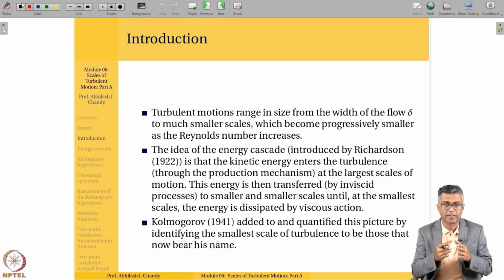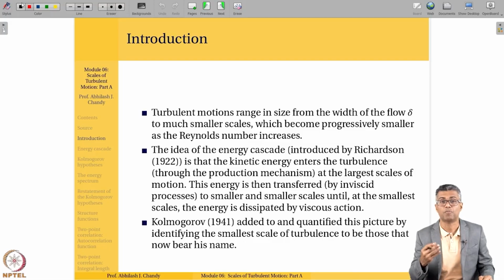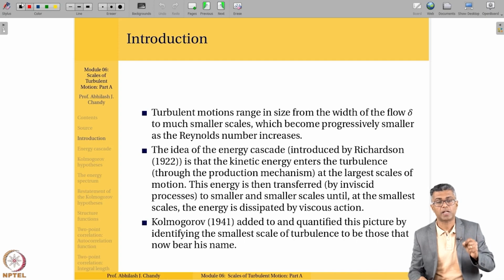You could have a range of length scales in laminar flow, except they are of the same order of magnitude as the characteristic length scale. We are not talking about all length scales being exactly 1.0 millimeters or 1.0 centimeters. We are saying that it is of the order of the characteristic length scale.